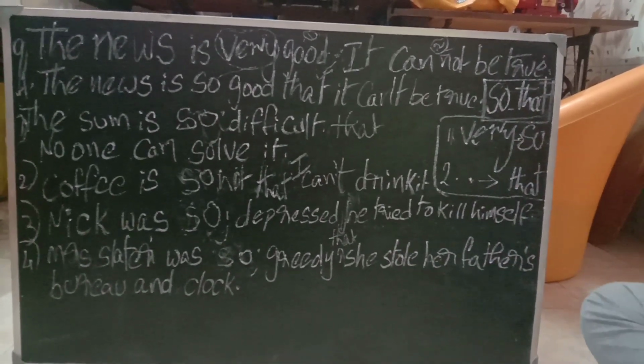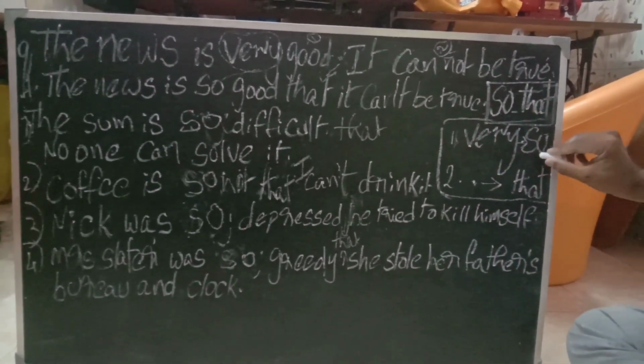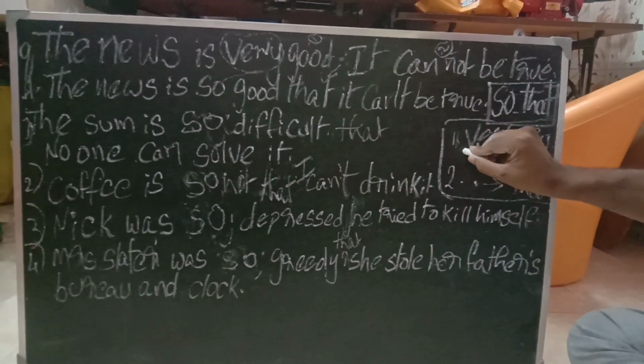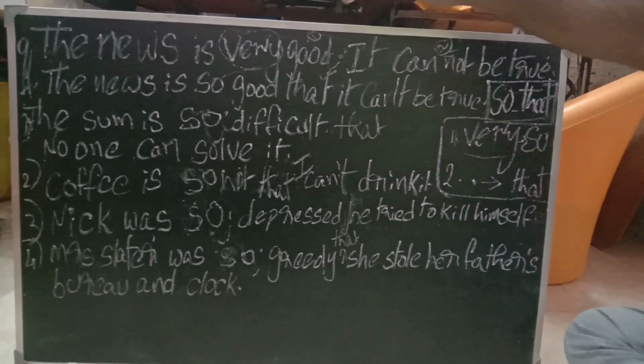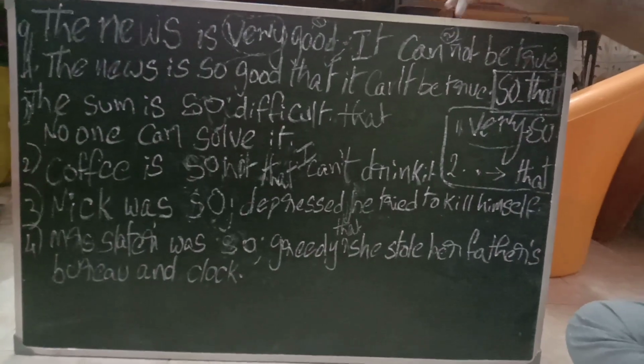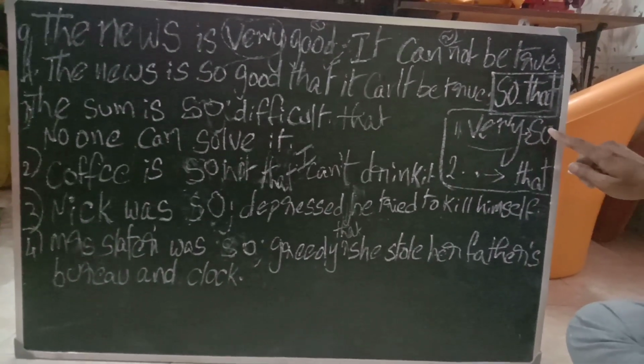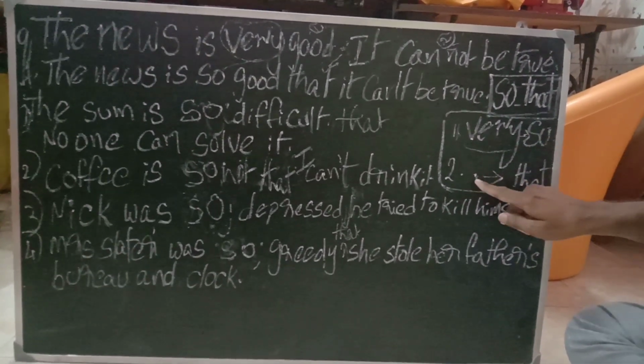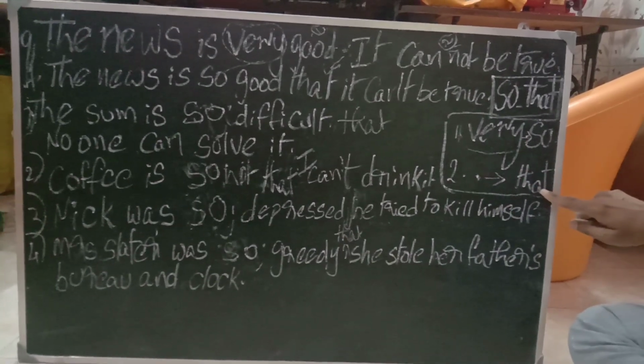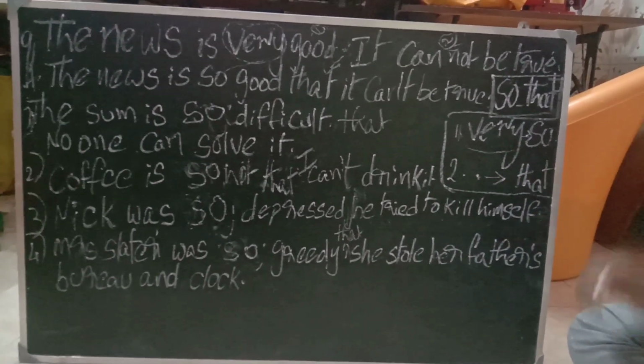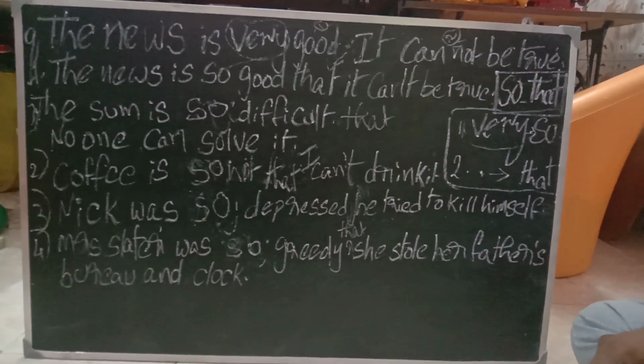Remember this, there are only two points. The first point is that you have to identify the first statement and the second statement, remove "very" and write "so", and in place of the full stop write "that". Those are the two points. I hope all of you understood the concept.